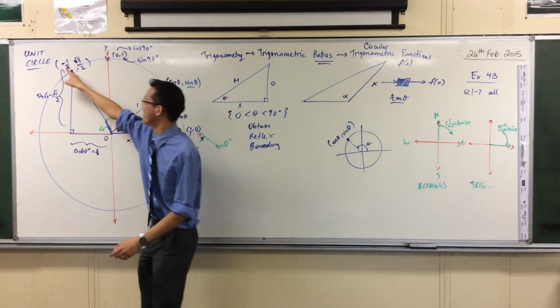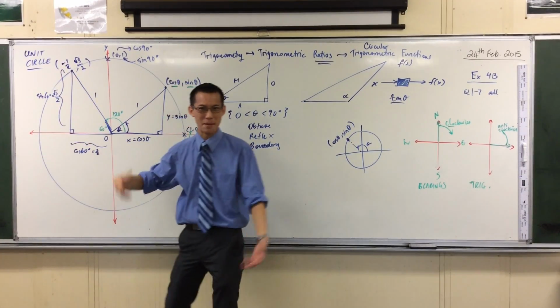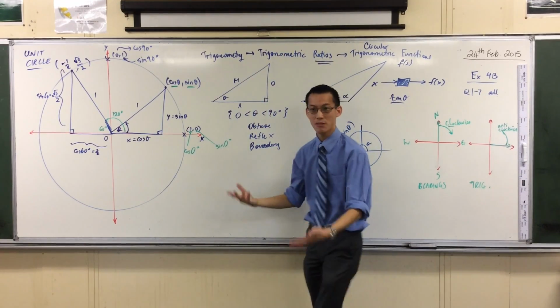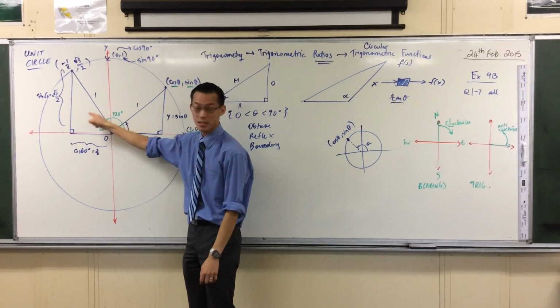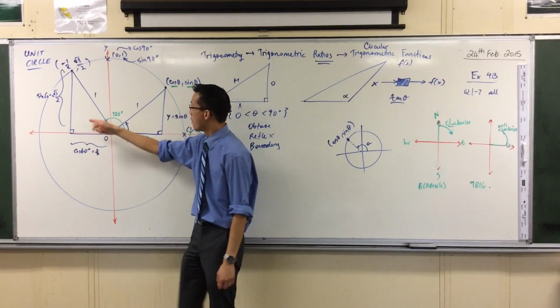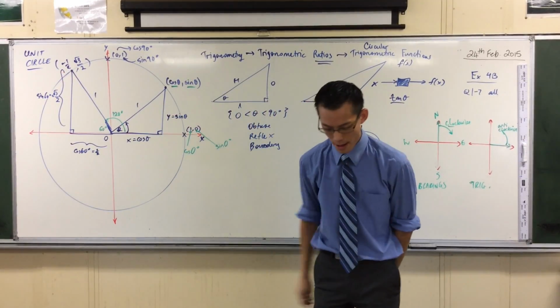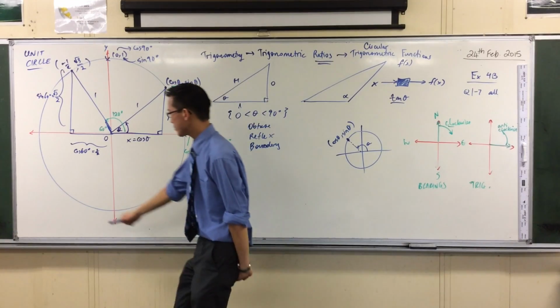This is not a ratio, minus a half. That doesn't make sense. Where in your triangle is your minus, right? And the answer is, well, 120, I'm outside that triangle now, okay? But I have a meaning for it because the unit circle gives me a meaning. Let's quickly come down to here.